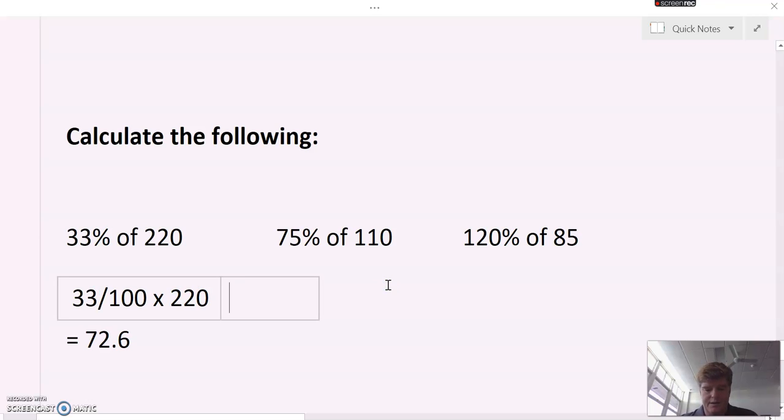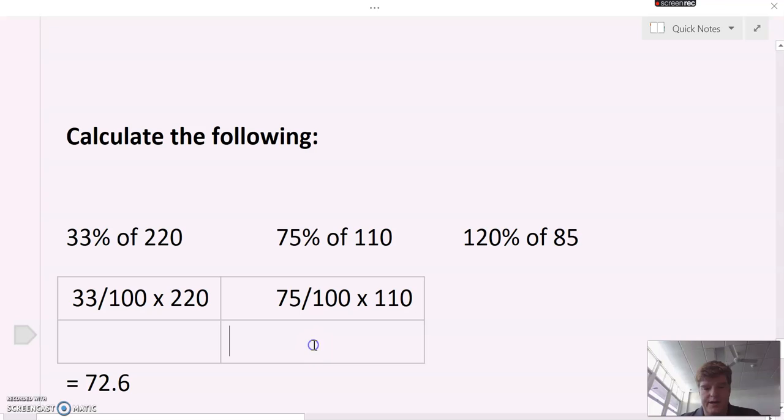75% of 110. 75 divided by 100 multiplied by 110. That's just our sum. So I'm going to put that into my calculator. And when I put that in, 75 divided by 100 multiplied by 110, I get 82.50.